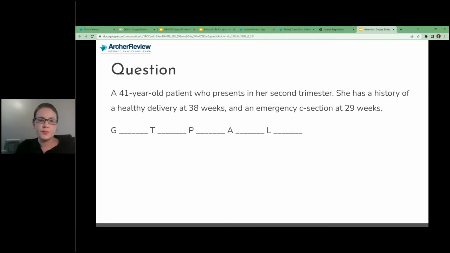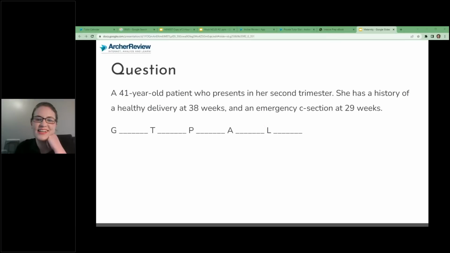So let's do a little GT-PAL practice. Let's work on this together. So let's try this one. A 41-year-old patient who presents in her second trimester. She has a history of a healthy delivery at 38 weeks and an emergency C-section at 29 weeks. First of all, what would we get for the G? How many times has this patient been pregnant? So she's presenting in her second trimester. She has a healthy delivery at 38 weeks, and she has a history of a C-section at 29 weeks. How many G's would we give her?